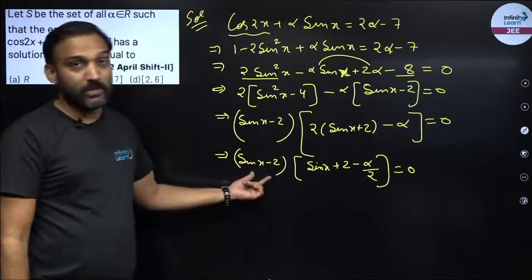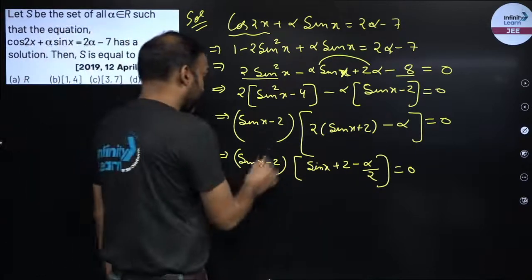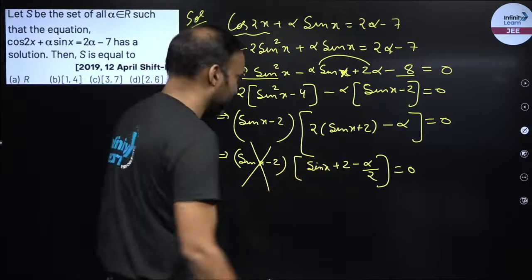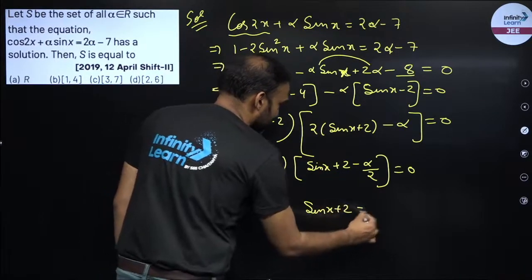So either this is 0, but if this is 0, sin x becomes 2, which is not possible. So I know this can never be equal to 0, so this has to be 0. So from here, I can say sin x plus 2 is equal to alpha by 2.